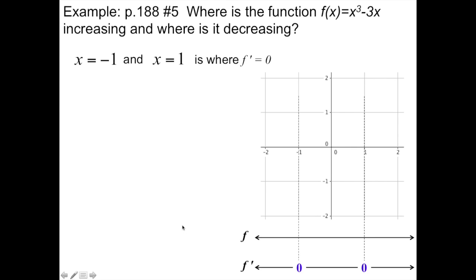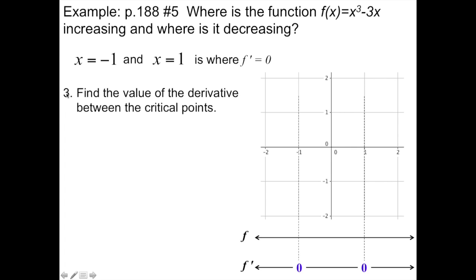Okay, so now if we want to know where the function is increasing and decreasing, we want to look at the sign of the derivative. So we're going to skip around a little bit through the steps we were using in section 4.1, and skip to step 3. We're going to find the value of the derivative between the critical points, because we really want those pluses and minuses, so we can see if it's increasing or decreasing.